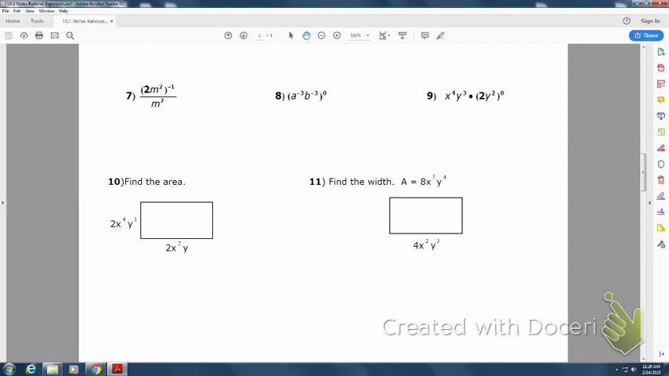If you have the area and you're given one side, how do you find the other side? Divide. 8 divided by 4 would be 2. X to the 5th divided by x squared would be x cubed. Y to the 4th divided by y cubed would just be y. So the operations are going to be very simple. You're really only doing 3 of them. You're adding, you're subtracting, and you're multiplying. There's not going to be a whole lot of dividing.